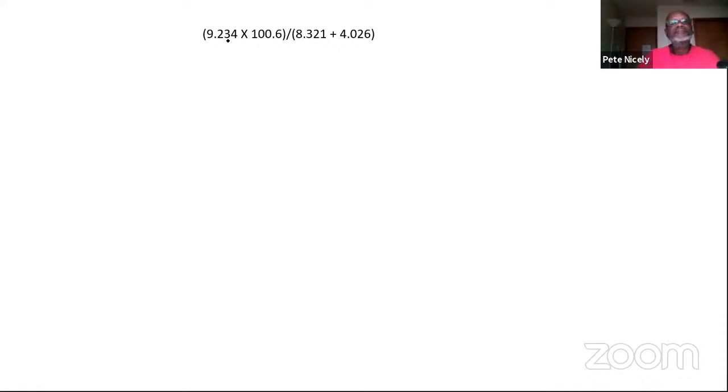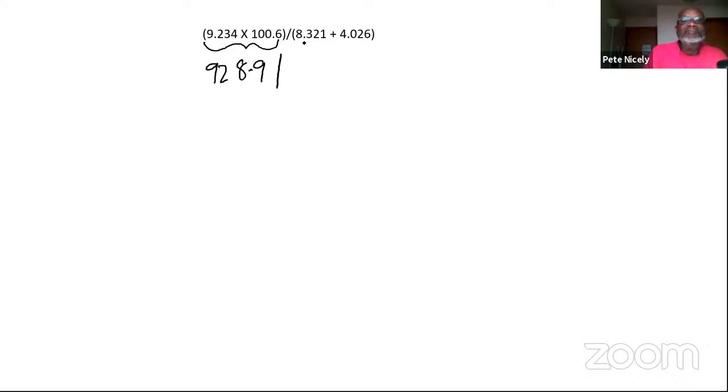Multiply the two numbers. You mean within the parentheses? Yes. Okay, so let me start off with the first two here. So this would be 9.234 times 100.6. And I get a string of numbers here. So I need to round this off to what? 4 sig figs. So according to my calculator display, 928.9 is what I got for the numerator.